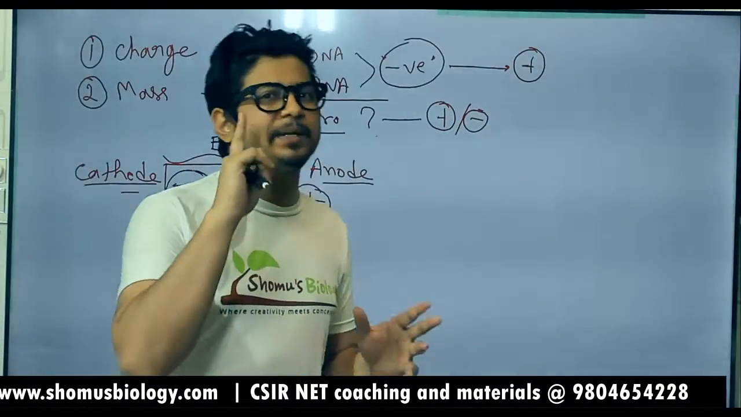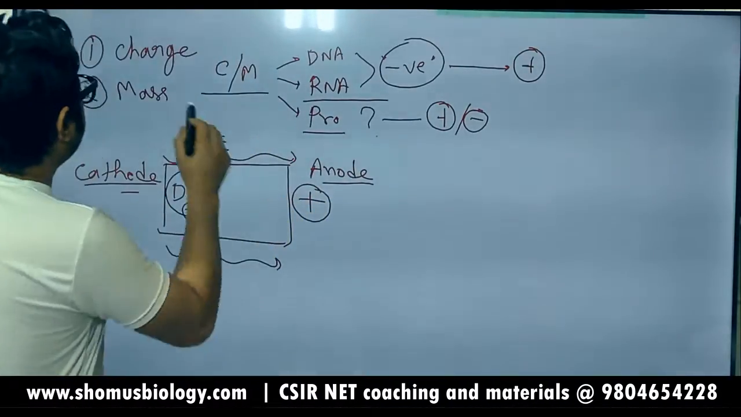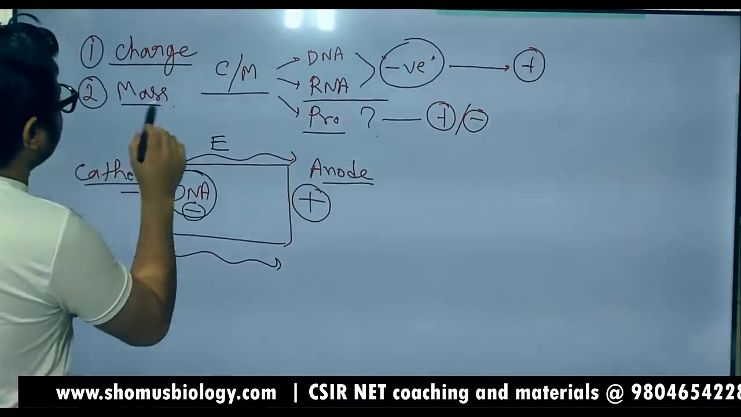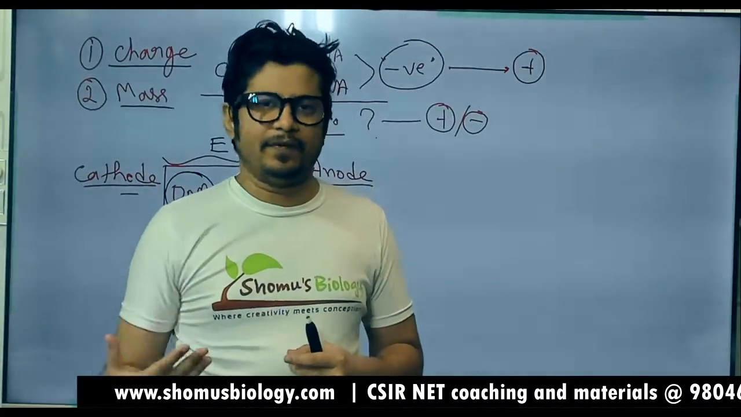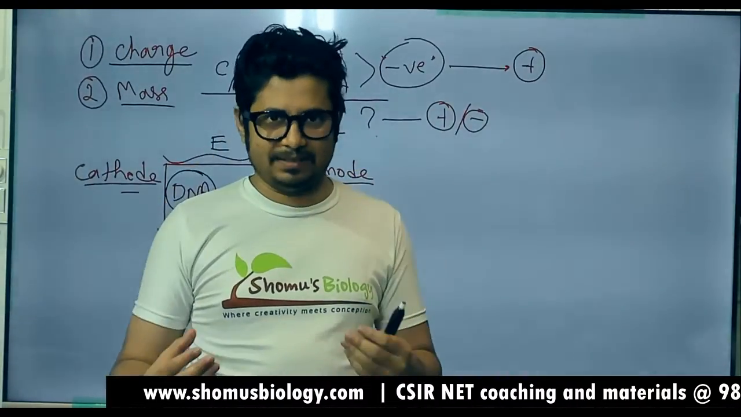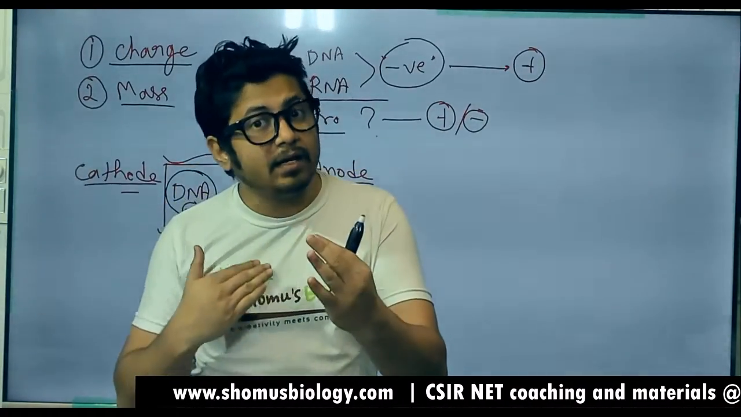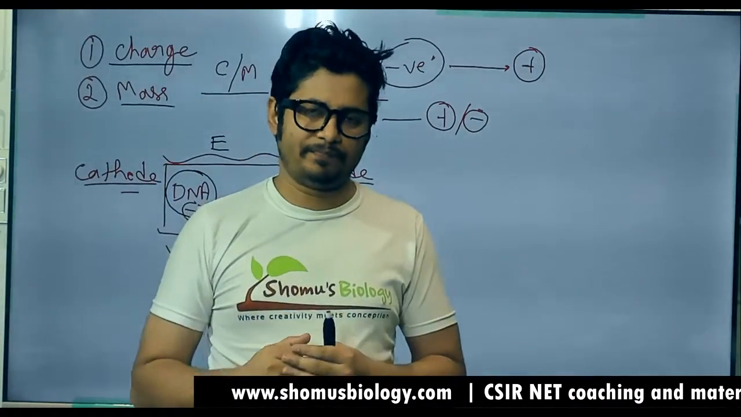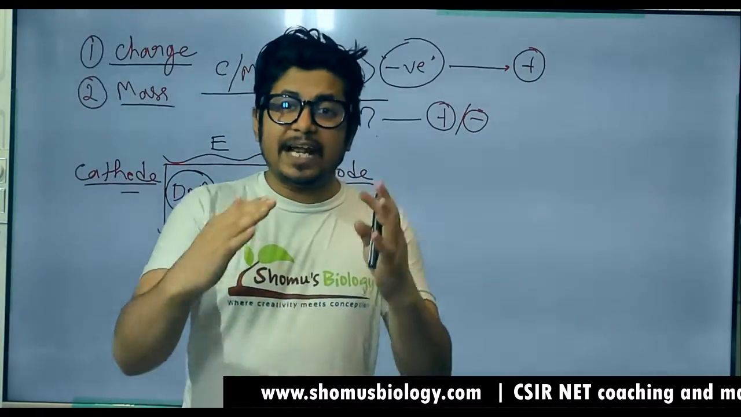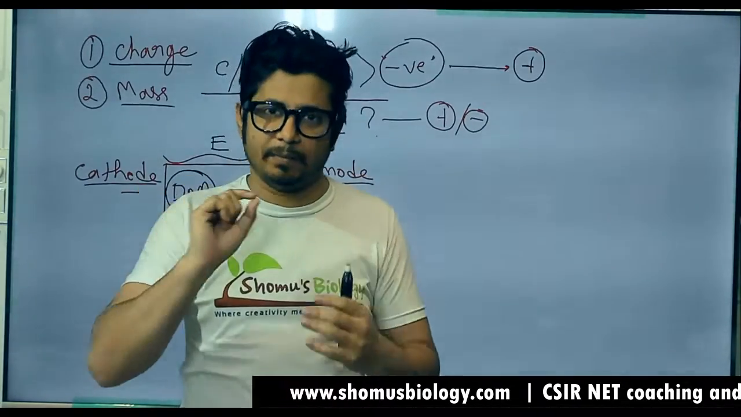Now this migration again depends on two factors: the net charge of that molecule and the mass of that molecule. How is it related? In very simple words, if the mass is less, meaning smaller molecules, they will migrate further. If the mass is bigger, they will migrate slower. Now what about the charge? If it carries more charge, it migrates further.